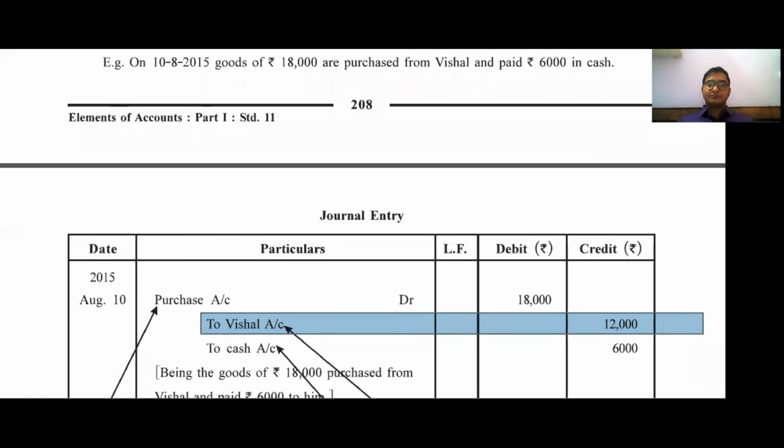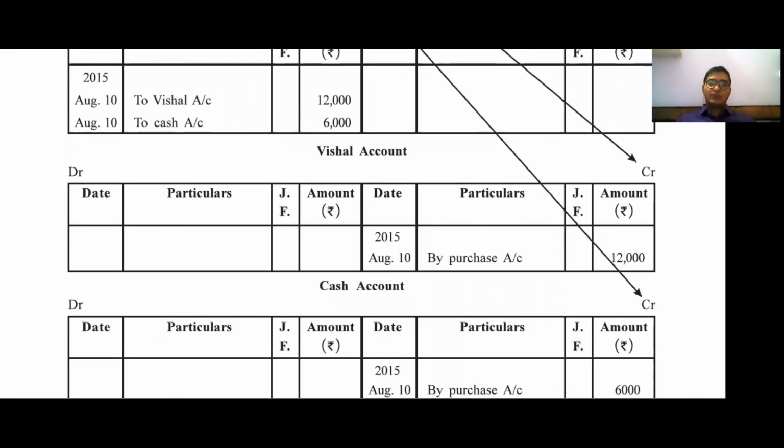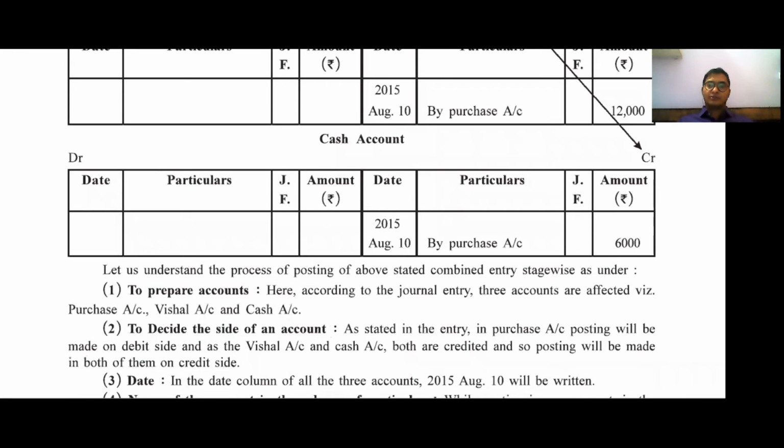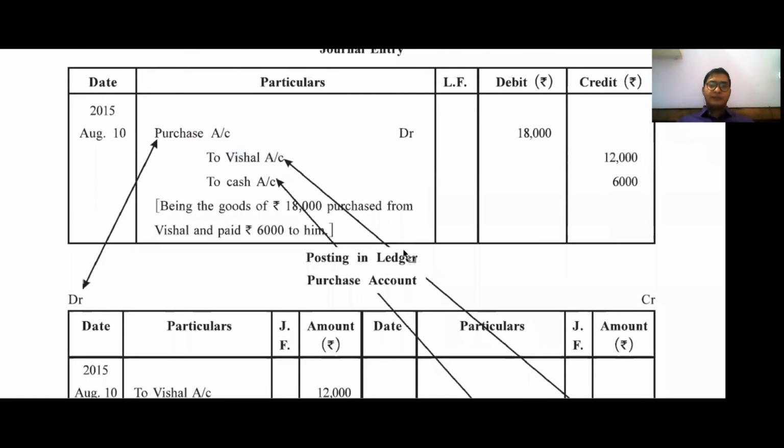So now, here we have to prepare purchase account, Vishal account and cash account. Format is same: date, particular, JF, amount, date, particular, JF, amount. Now, here you can see that in combined journal entry, in debit side there is only a single ledger. But in credit side there are two different entries, Vishal as well as cash. So it is called combined entry.